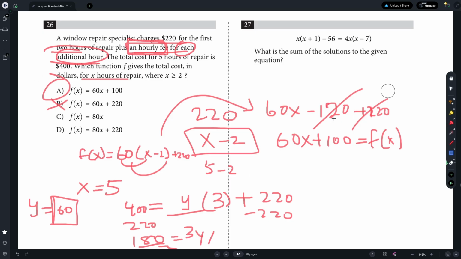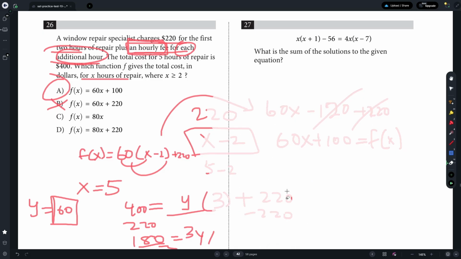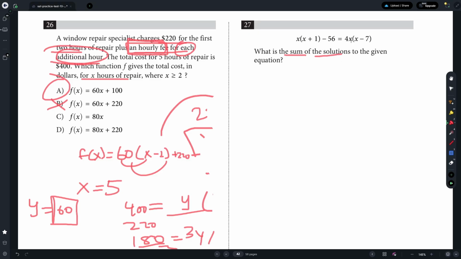Okay, that was a pretty long question, but that was a very good question to do. The last question is, what is the sum of the solutions to the given equation? So it says asking for the sum of the solutions. So now we know that x has multiple solutions, so just keep that in mind, okay?